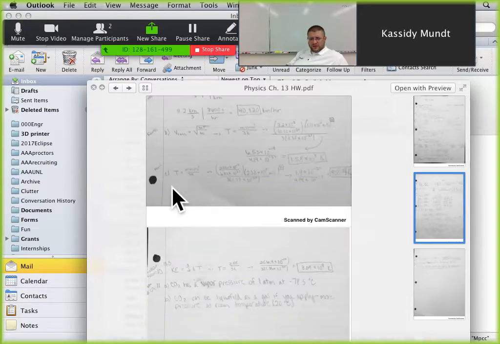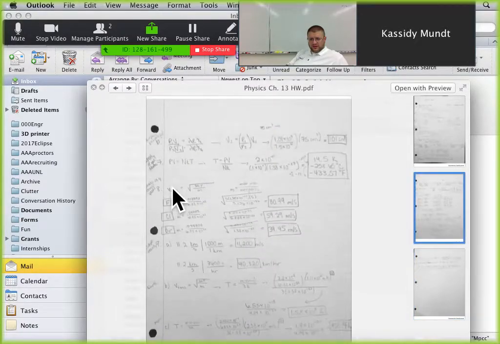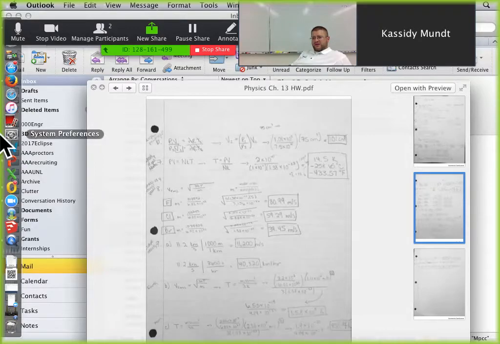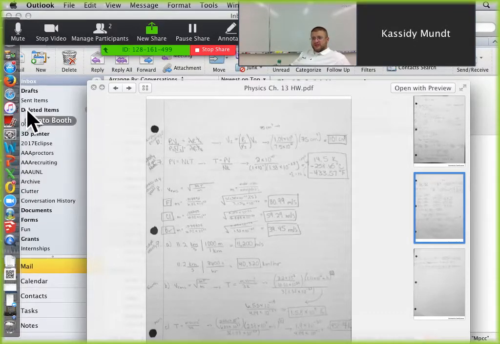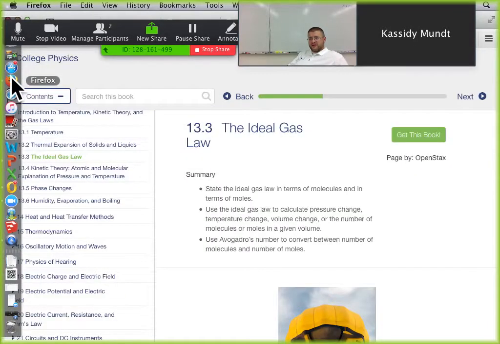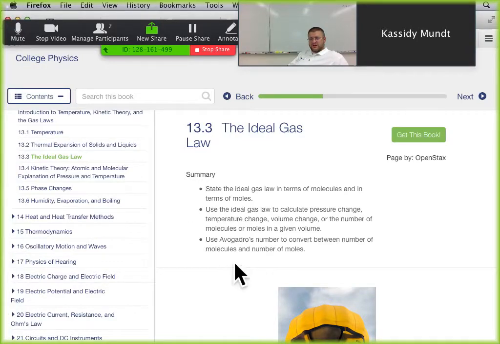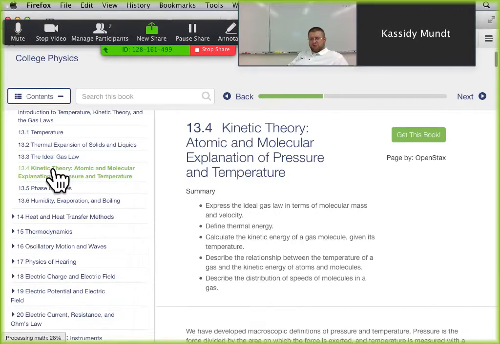Which one is the airplane passenger? This was for 13.3. Okay, I'm going to have to believe you on that one. We changed the volume of air in the stomach to 75 centimeters cubed, not 100. My book hasn't changed yet.